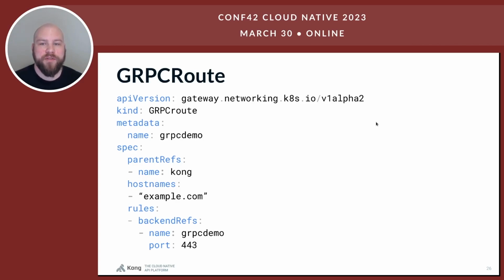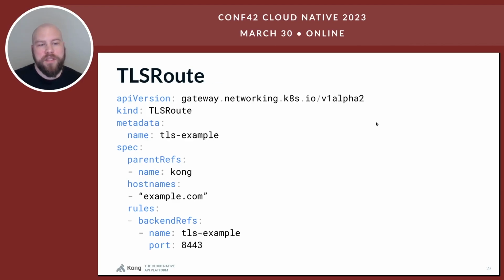Now, these APIs are in alpha currently, whereas HTTP route is in beta and on its way to GA. We have gRPC support, which is in alpha currently, and we are building conformance tests and things like this to move it on its way to beta. As you can see, there's parent refs and rules similar to what we saw with the HTTP route, but also a hostname. TLS route, which is similar in spec to gRPC route, but meant for TLS communications, and also takes a hostname.